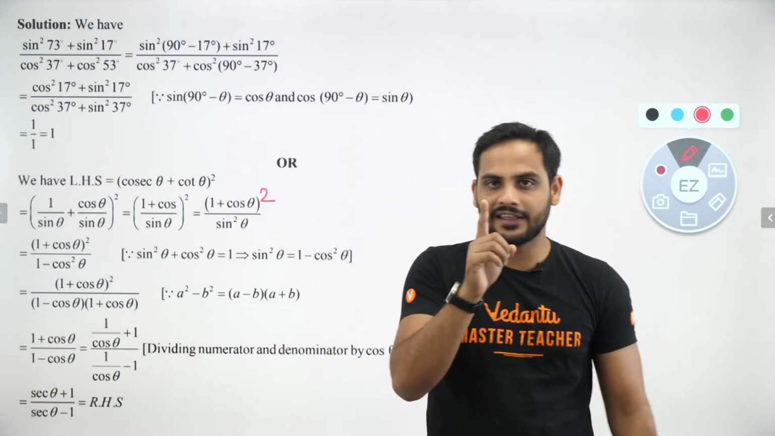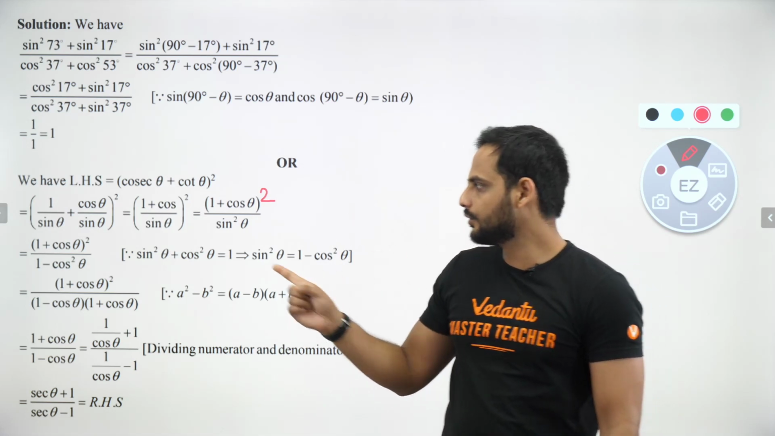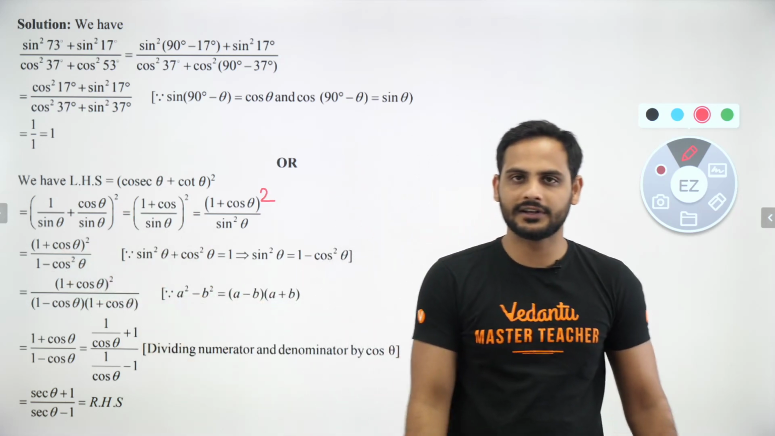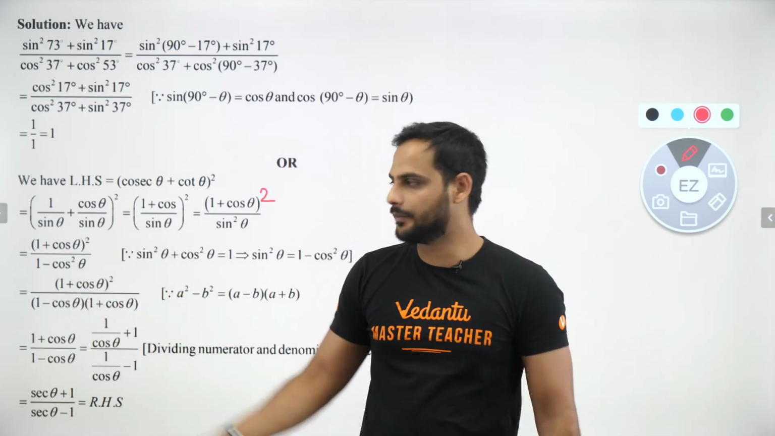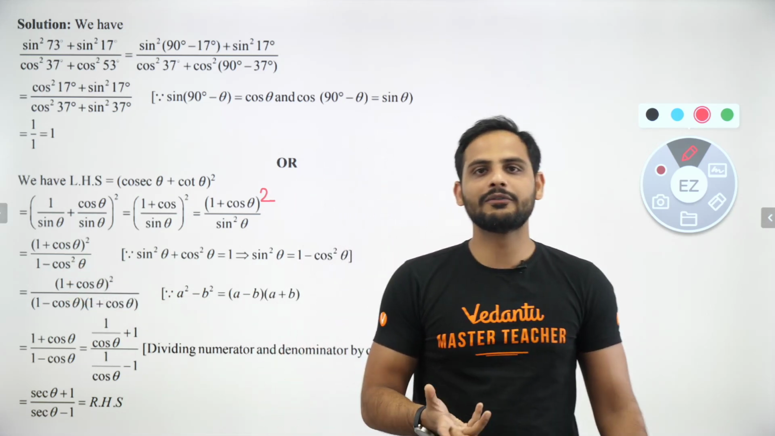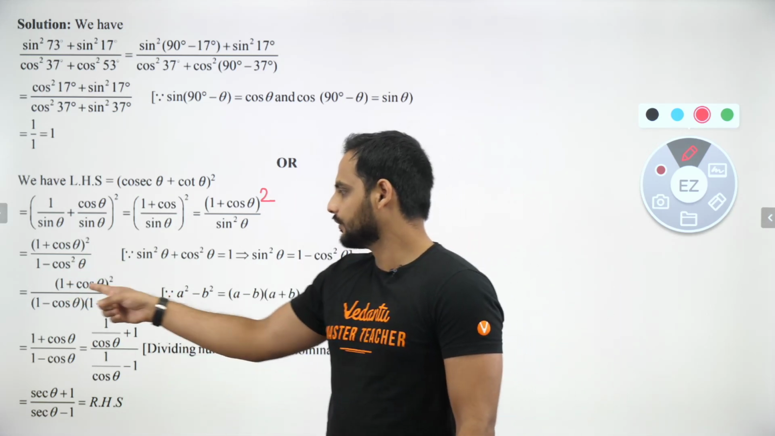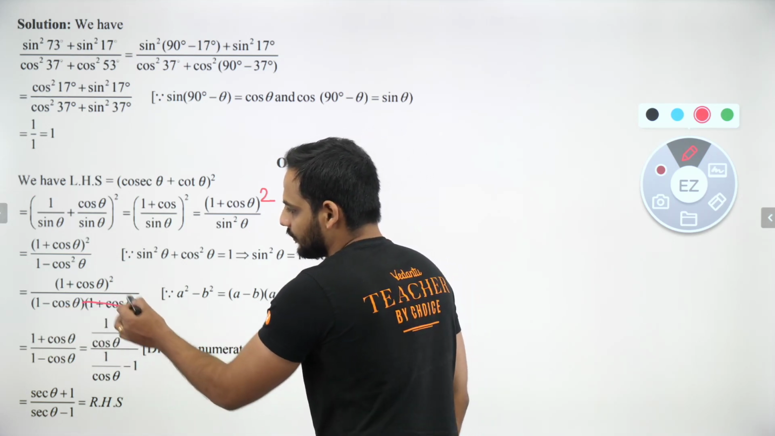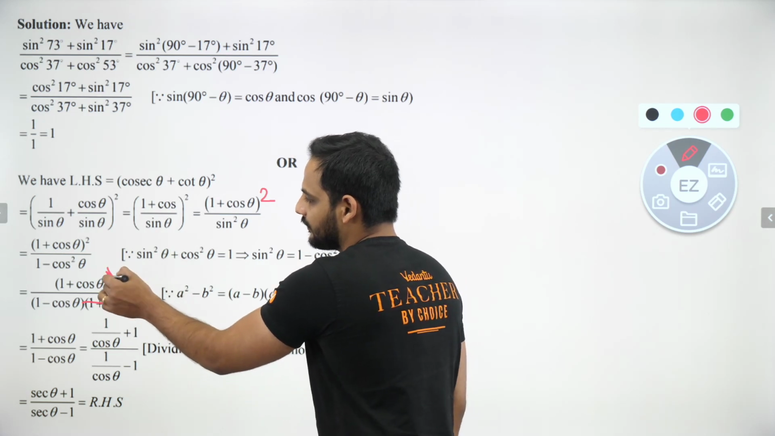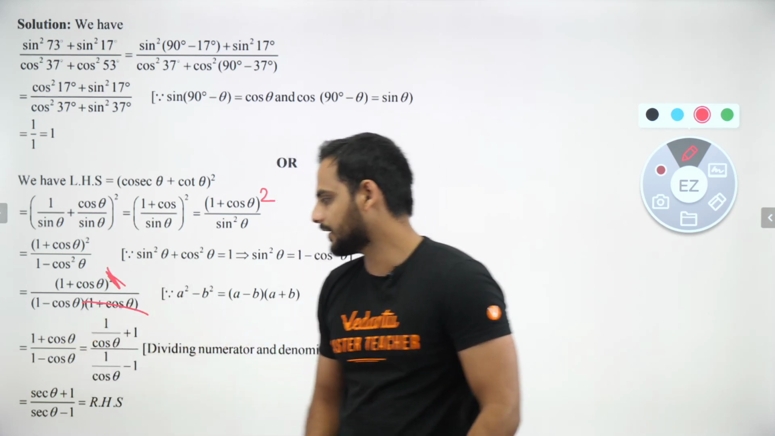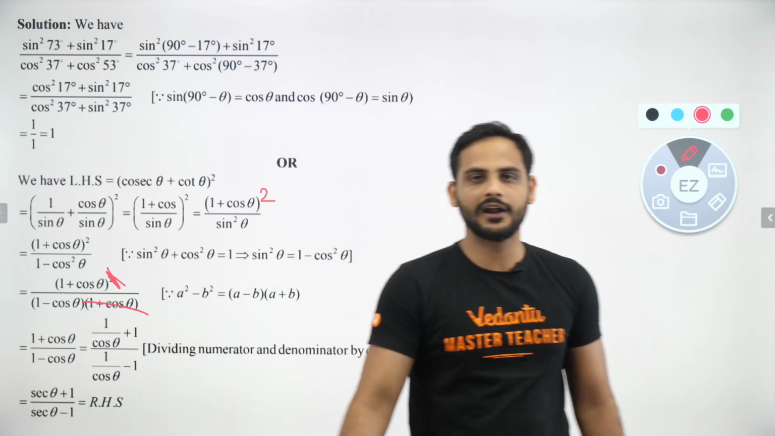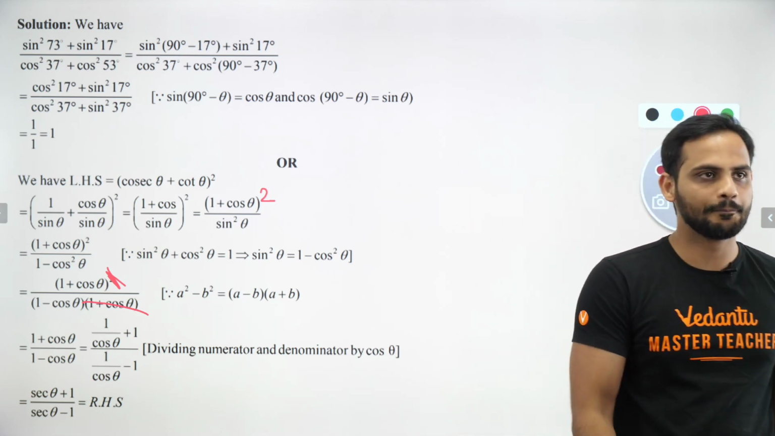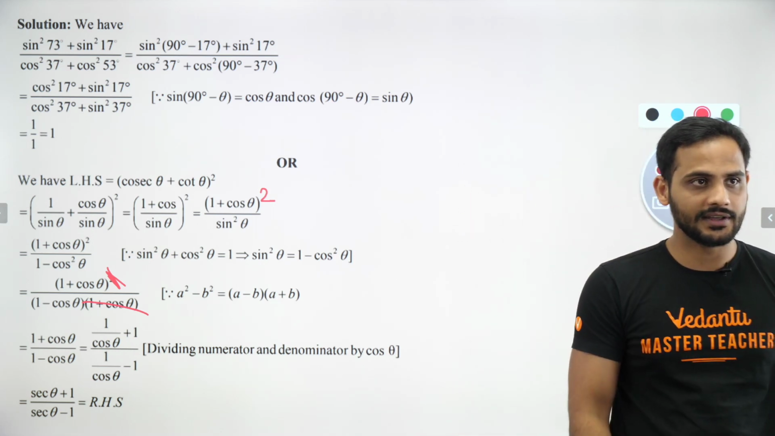Now I saw कि sir RHS में only sec theta was there. So I'll try to get rid of the sin square theta. I will write sin square theta as 1 minus cos square theta. Now a square minus b square, 1 square minus cos square theta will be 1 plus cos theta into 1 minus cos theta. So 1 plus cos theta whole square over 1 minus cos theta into 1 plus cos theta. अब देखो, 1 plus cos theta will cancel. You are left with 1 plus cos theta upon 1 minus cos theta. Divide numerator and denominator both by cos theta. You will get sec theta plus 1 divided by sec theta minus 1. ठीक है? Is it clear? देख लो जल्दी से.